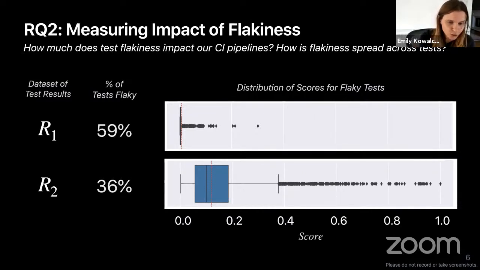But R2 is actually much more targeted. So not only is it hitting only a smaller portion of our tests, but it's actually doing it in a repeated way. So these flaky tests are flaking in a very repetitive manner, the mean falling around 0.1, 0.2, and then many outliers, something like 3,000, that are actually ranging from 0.4 to 1.